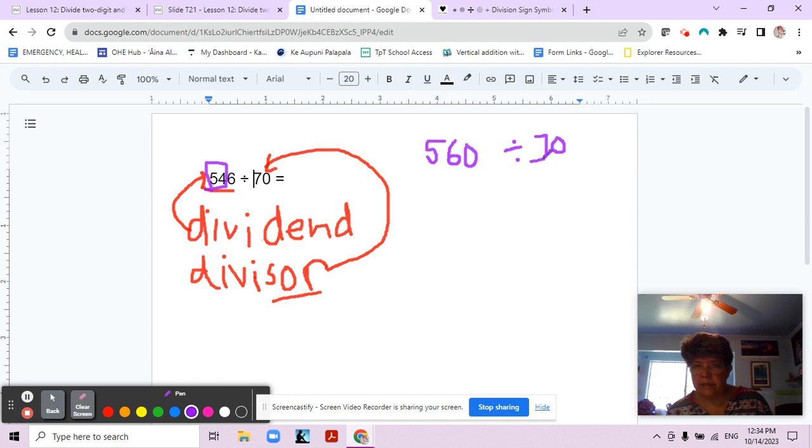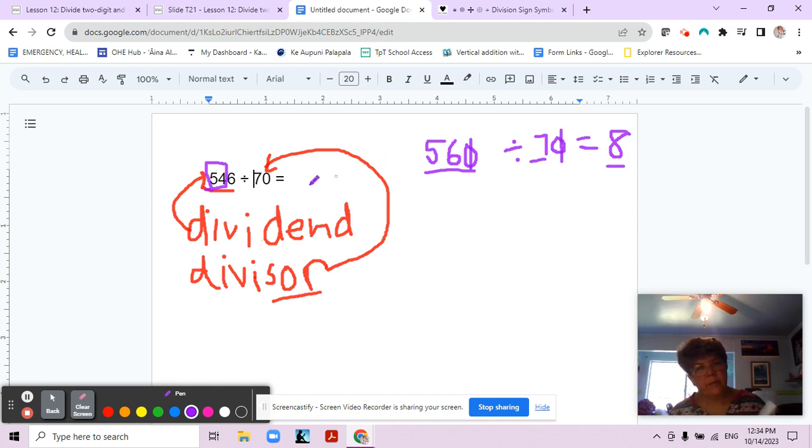So 560 divided by 70, right? And we know we have 2 zeros, we can get rid of both of them. Then we have 56 divided by 7, which would be 8, right? We could also think of it as 560 tens divided by 7 tens, if that makes it a little bit easier for you than thinking about getting rid of the zeros. Okay, so 560 divided by 70, the quotient would be 8.